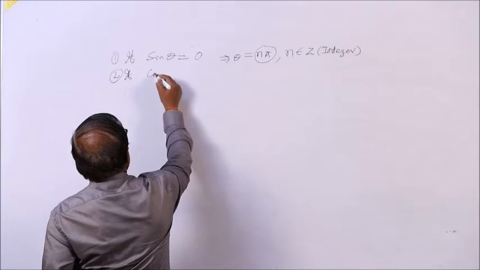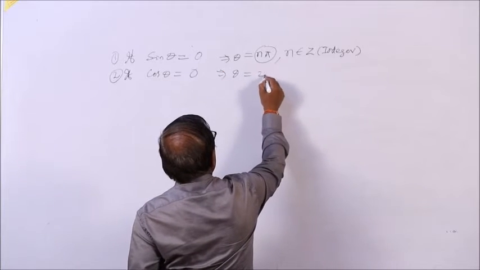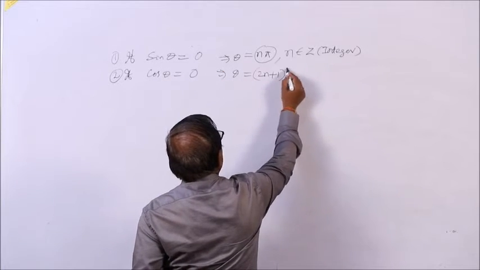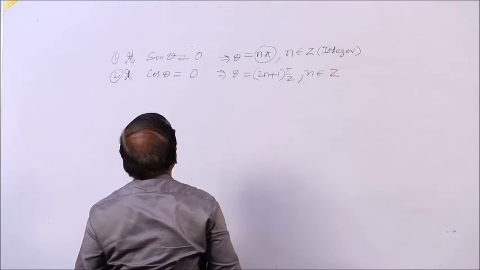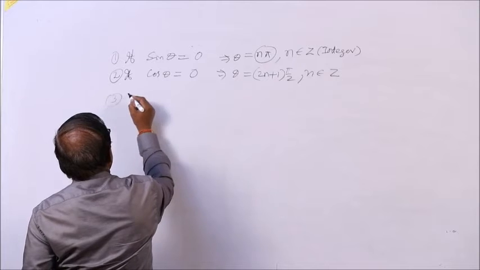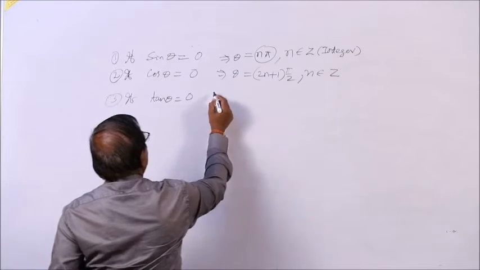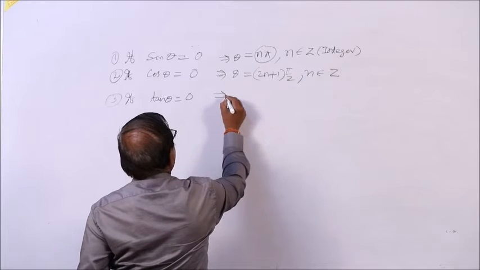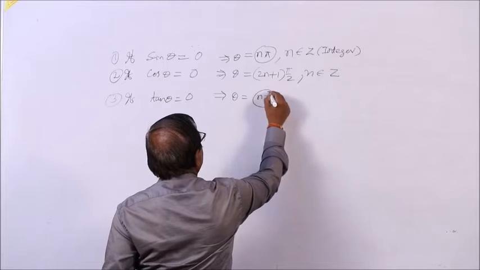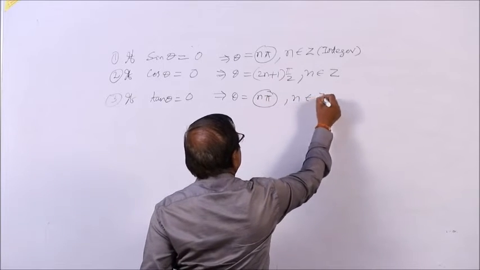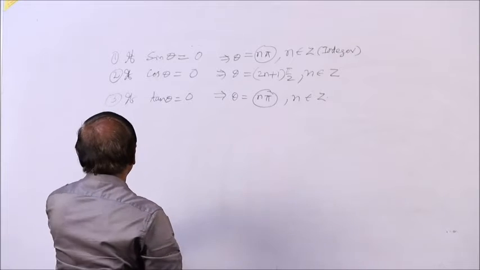Two: if cos theta is 0, then theta is equal to (2n plus 1) into pi by 2, n belongs to Z. Three: if tan theta is 0, that implies theta is equal to again n pi, n belongs to Z. Now, the fourth one.